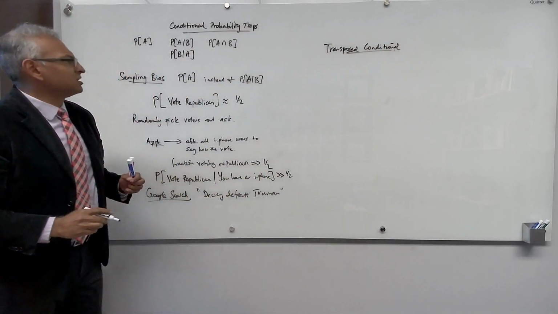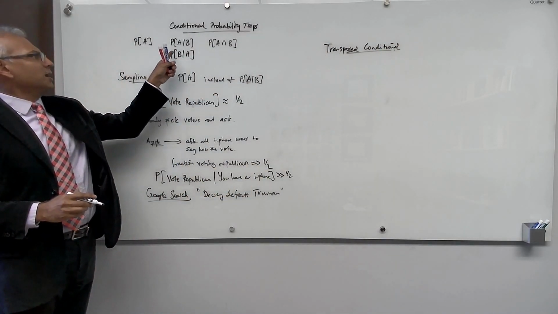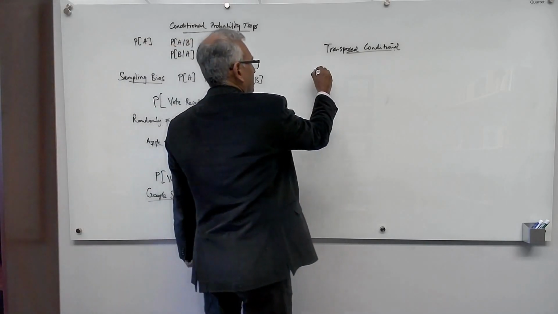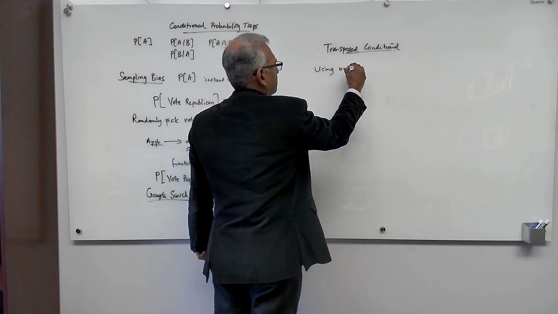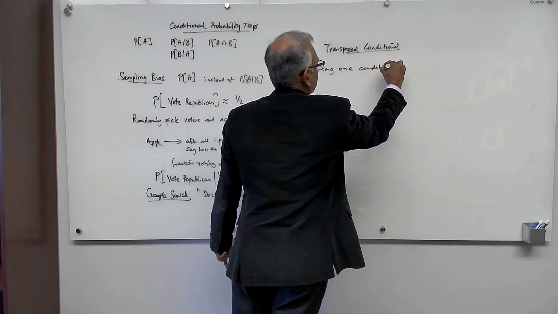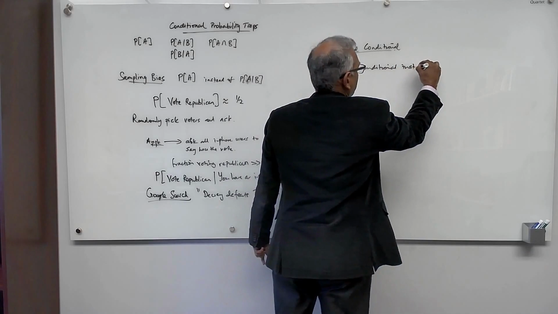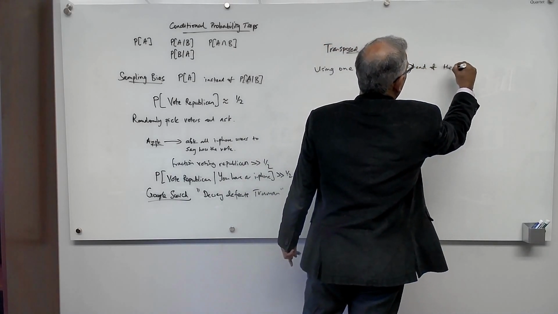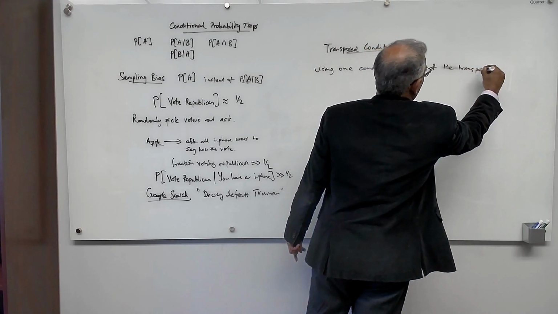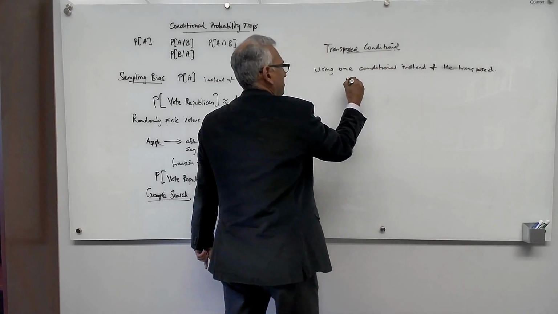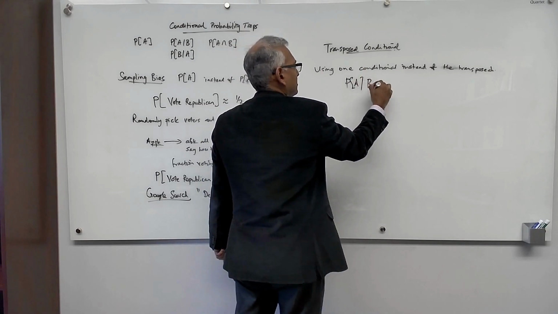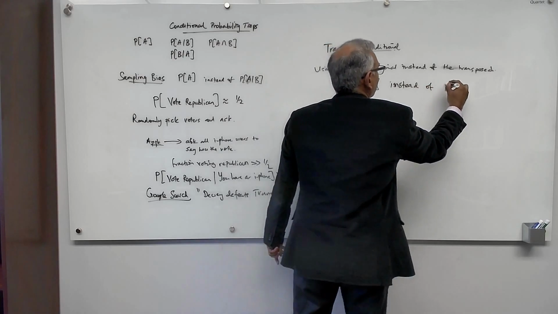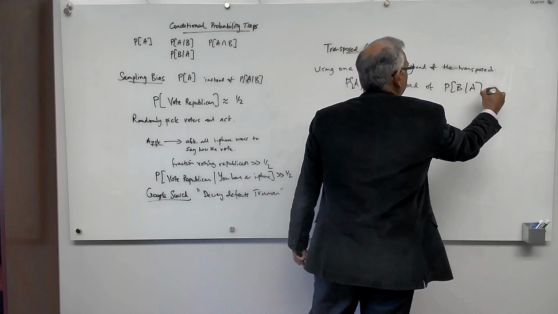So the transpose conditional is where you're using the probability of A given B when perhaps you should be using the probability of B given A. So using one conditional instead of another, the transpose. Probability of A given B instead of the probability of B given A.